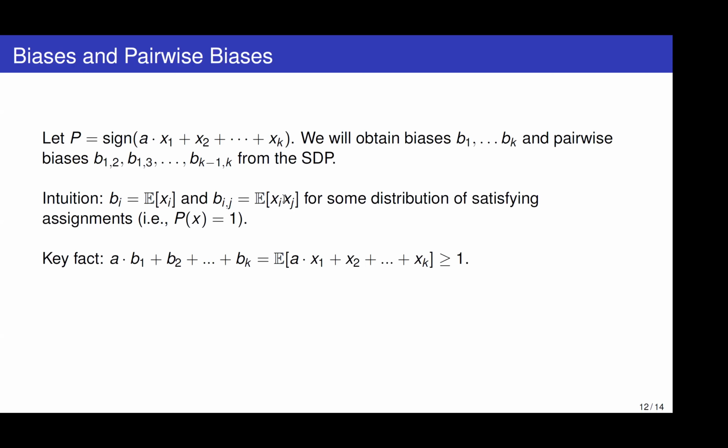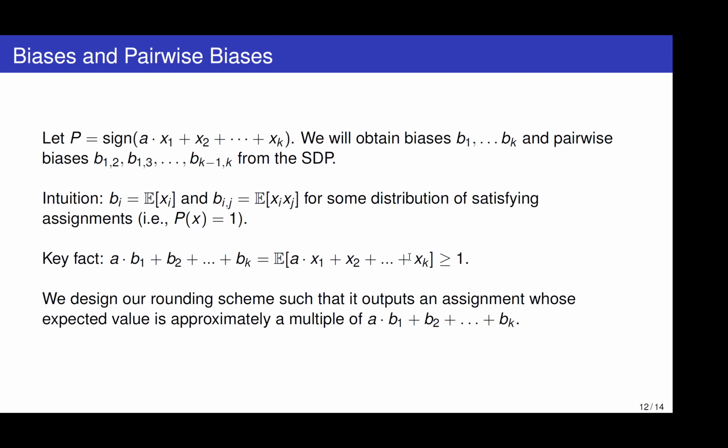A consequence of this, which is also a key fact in our analysis, is that this weighted sum A times (B1 plus B2 plus ... plus Bk) is the expected value of A times (X1 plus X2 plus ... plus Xk) for some satisfying assignments X. And we know this is at least 1. We will design our rounding scheme such that it outputs an assignment whose expected value is approximately a multiple of this weighted sum of biases.